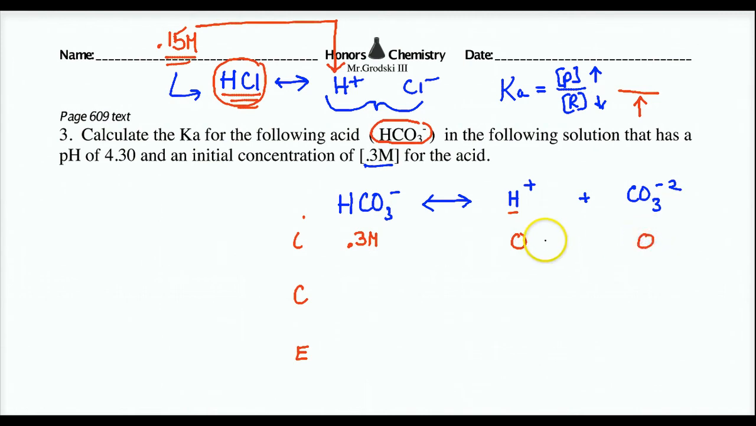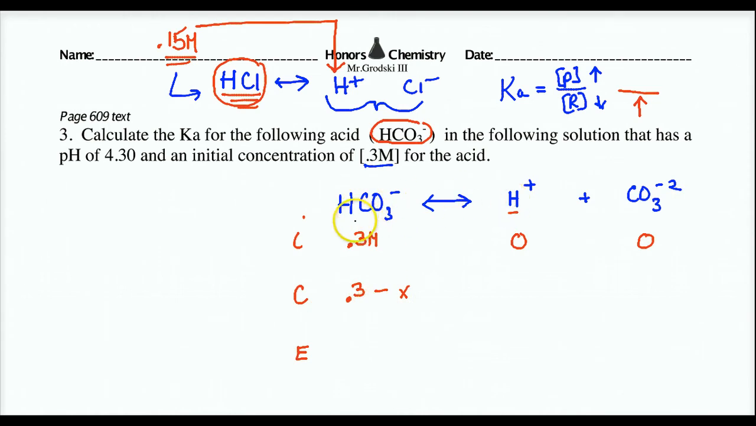Now, why zeros? Well, because initially, before this dissociates, that is actually how much I should have. And these should be equal because one of these breaks apart into one of these. Now, what's the change going to be? Well, obviously, if I'm starting with the acid totally together, how much is it going to break apart? Well, we know it's not going to break apart a lot because it's a weak acid, but it's going to break apart somewhat. So 0.3 minus something, it's going to go down a little bit. Some of this is going to dissociate.